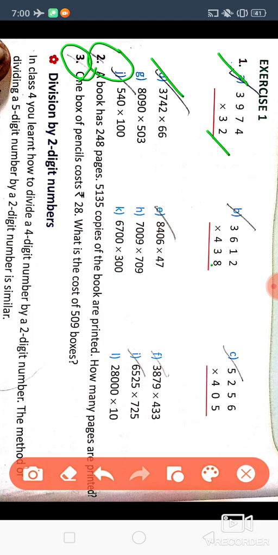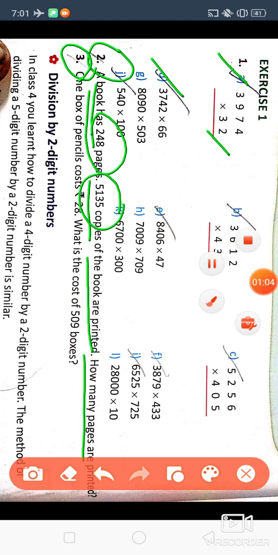So, question number 2, what is given? A book has 248 pages. 5135 copies of the book are printed. So, in one book, how many pages are there? 248 pages. And how many books are printed? 5135 books are printed. So, total how many pages will be there? Okay, so this question we have to solve.